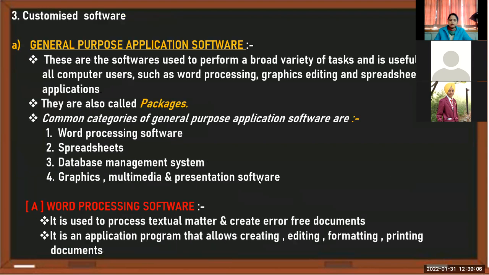Then there are three types of categories: general purpose application software, special purpose application software, and customized software. General purpose software means the softwares which are used to perform a broad variety of tasks, means common task hai, koi bhi use kar sakta hai, like documentation.